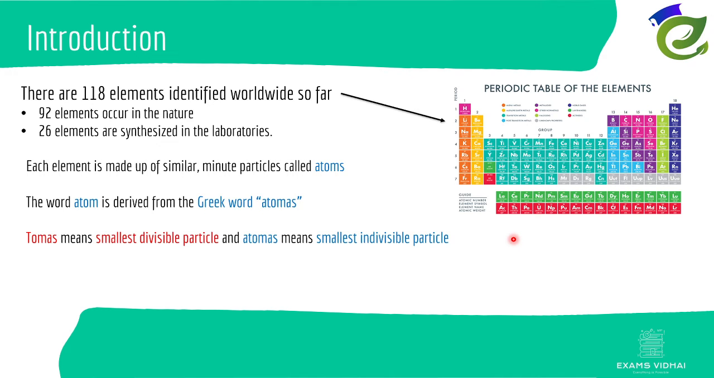Each element is made up of minute particles called atoms. Those are the matters that you have studied before, right? These groups of atoms form matter, but now we are going into the minute detail of what it is made up of. The word is derived from the Greek word atomos, where tomos means the smallest divisible particle, and atomos means a particle that cannot be divided. So the smallest indivisible particle in Greek is atomos, and the word atom is derived from atomos.